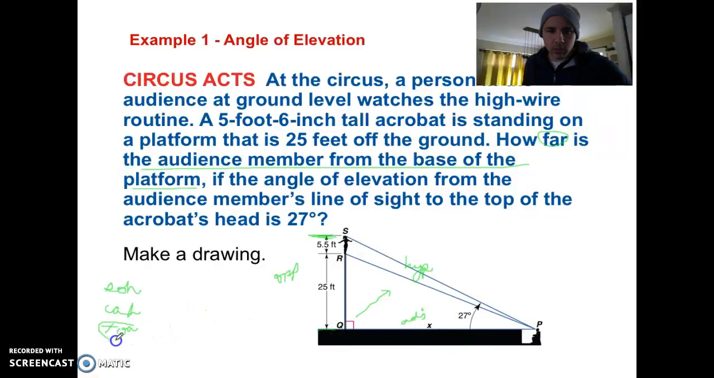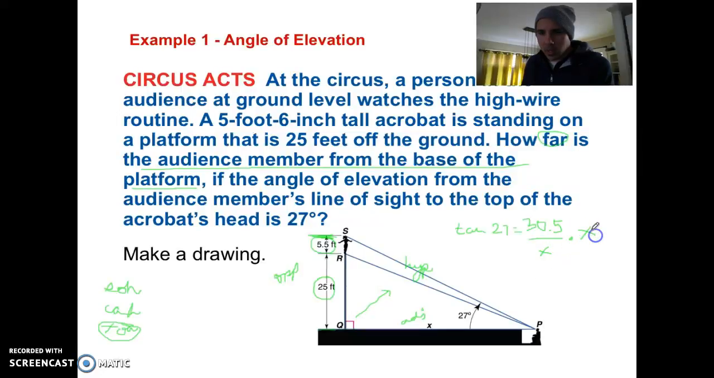So the definition that will work is tangent. We'll take our time to set this up. Tangent 27 degrees is going to equal the distance, 5.5 plus 25, so the opposite is going to be 30.5, and the adjacent is x. And we want to solve for x here. It's going to take a little bit of time, but we're going to get this.